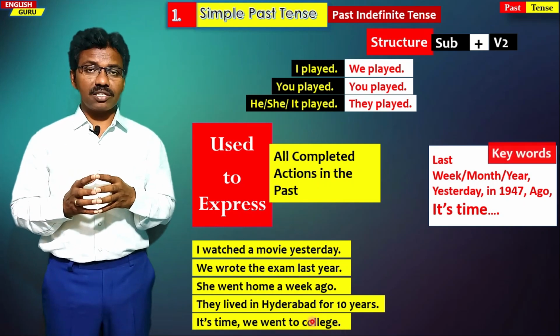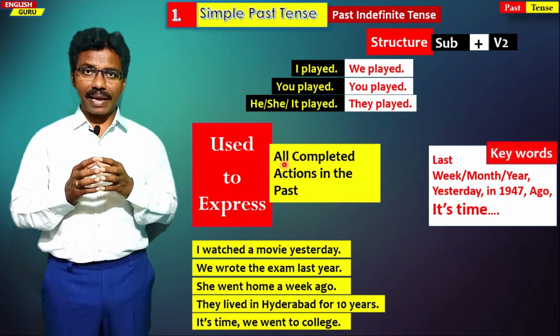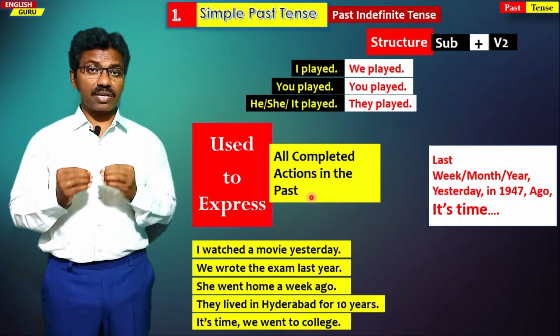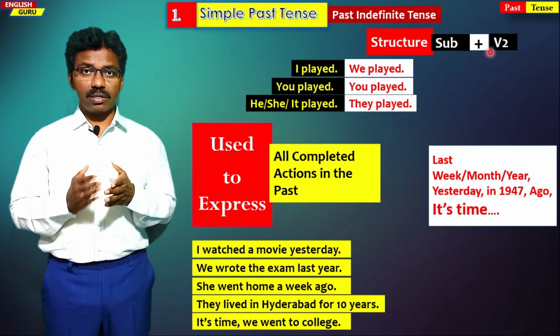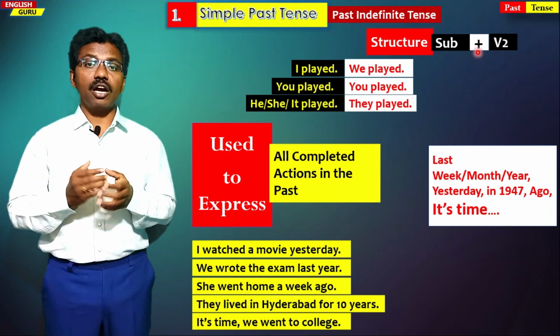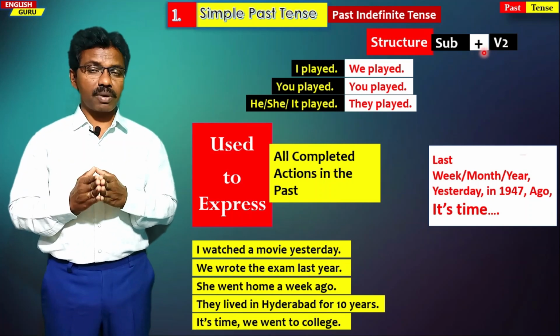So simple past tense is used for all the completed actions in the past, and the structure is very simple, that is the subject and verb 2, the past form of a verb.